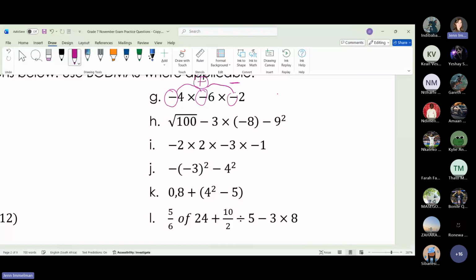Then I do just my numbers. 4 times 6 is 24. 24 times 2 is 48. And my answer is negative 48. Then moving on to H. So for H, remember we are following BODMAS the whole time. First thing with BODMAS, B is brackets. Brackets is only if there's a calculation in the brackets. If there's no calculation, then we are not starting with the brackets, because we can't do anything in the brackets. So here, with this negative 8, we can't do anything in there.